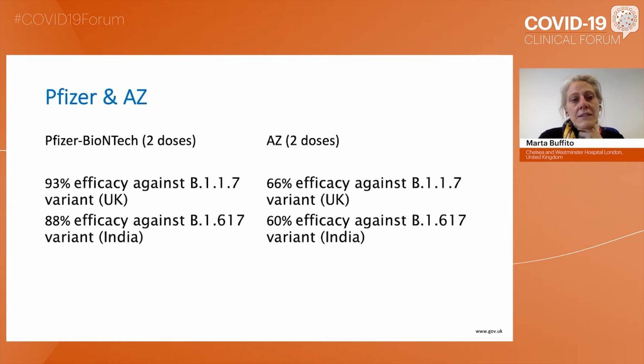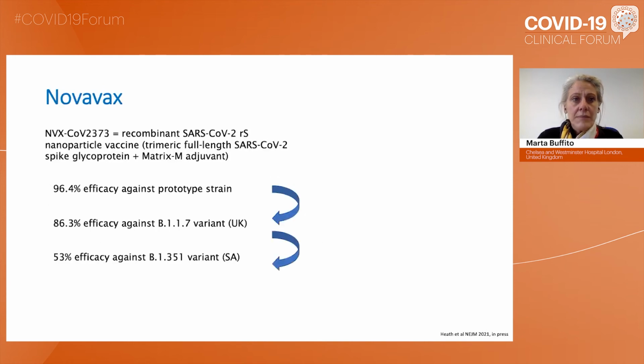The efficacy of the Pfizer vaccine following 2 doses is 93% against the UK variant, the B117, and it decreases to 88% against the Indian variant. And in terms of AstraZeneca, we're talking about a 66% efficacy against the UK variant and a 60% efficacy against the Indian variant. So at the moment, this is very good news for countries where the Indian variant is present and is frequent. But again, things change and are changing all the time.